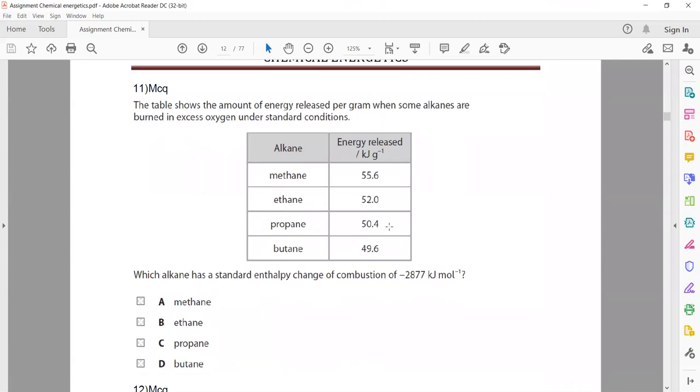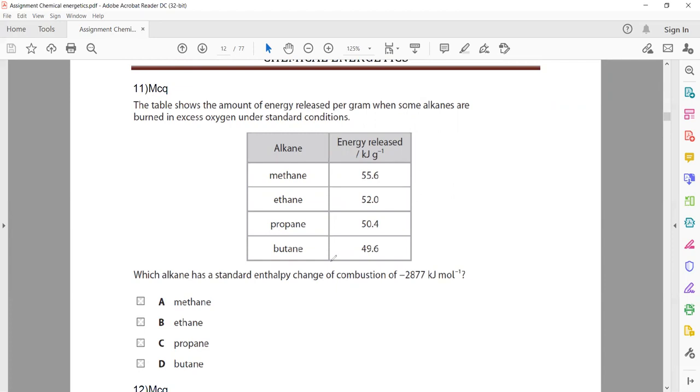Question 11. The table shows the amount of energy released per gram when some alkanes are burned in excess oxygen under standard conditions, with energy release given in kilojoule per gram. Which alkane has a standard enthalpy change of combustion of minus 2877 kilojoule per mole?